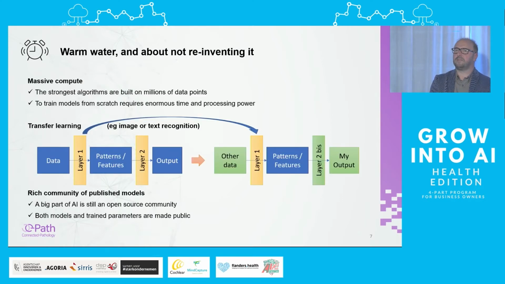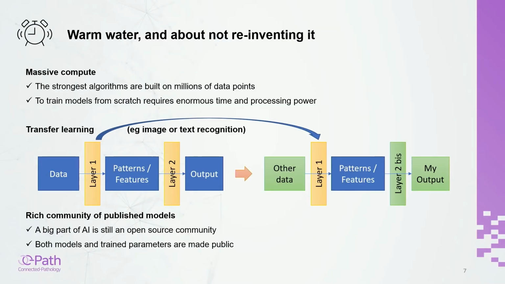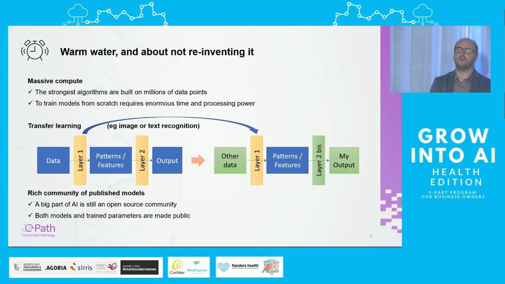The other thing is that AI is like warm water: you don't need to reinvent it. If you want to build models from scratch, it takes massive computing power. The strong algorithms that you see showcased outside are built on millions of data points. They are built by the Googles and Facebooks of this world with unlimited computer power and unlimited energy as well. As a small company, or a company that wants to start in AI, you don't need to do that.